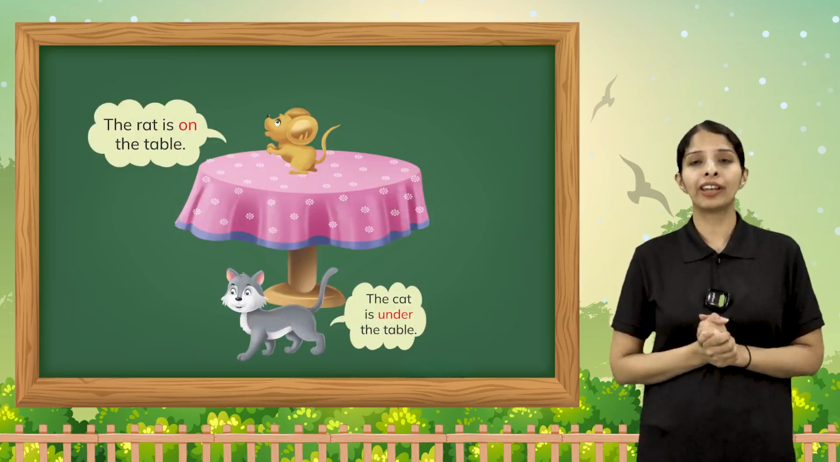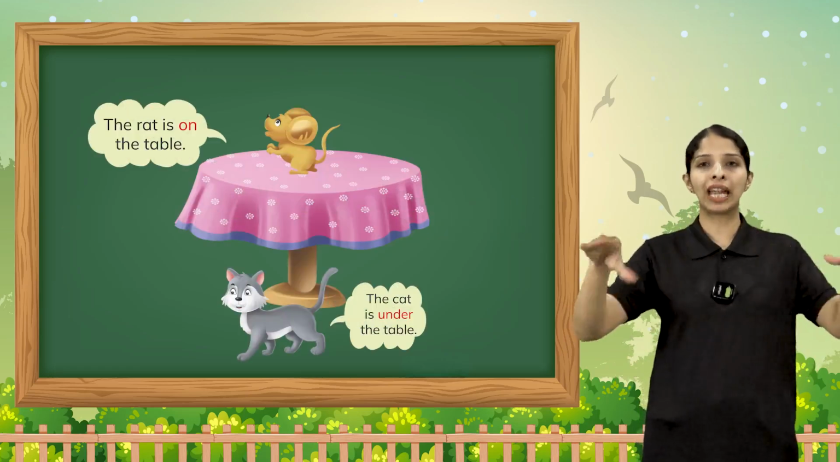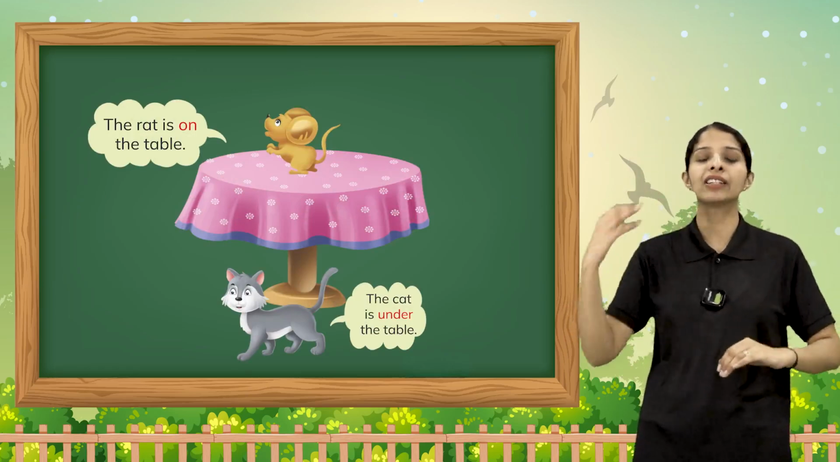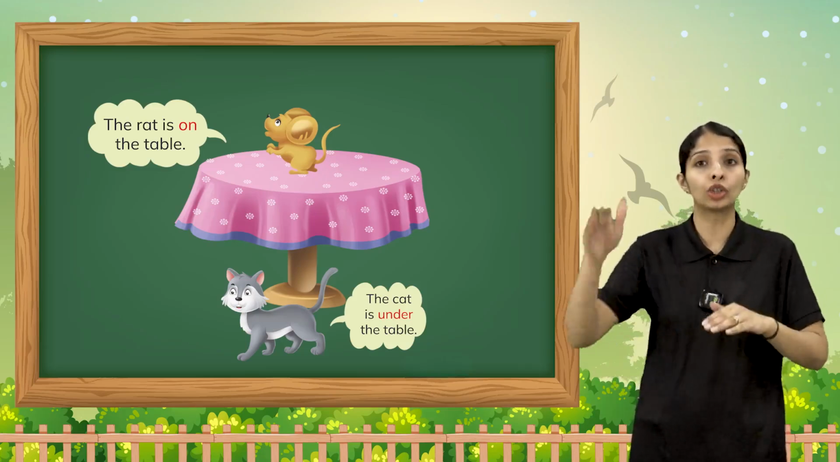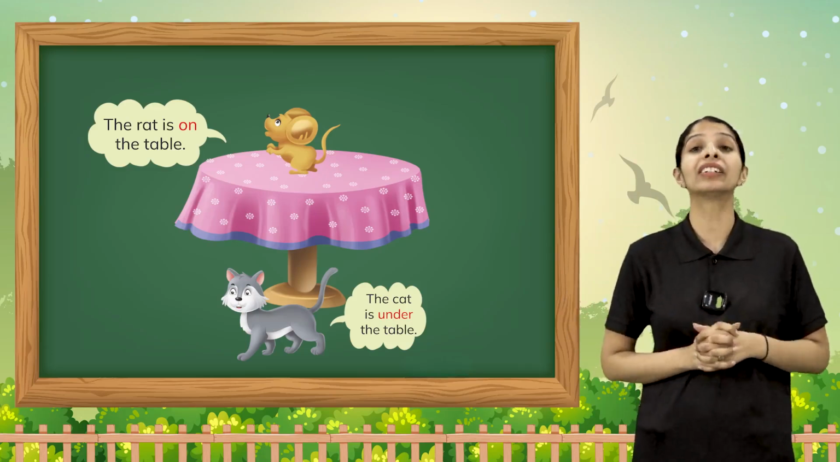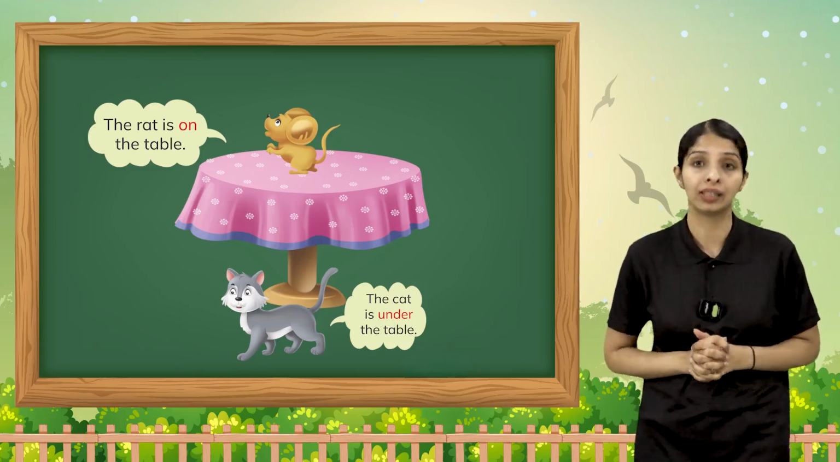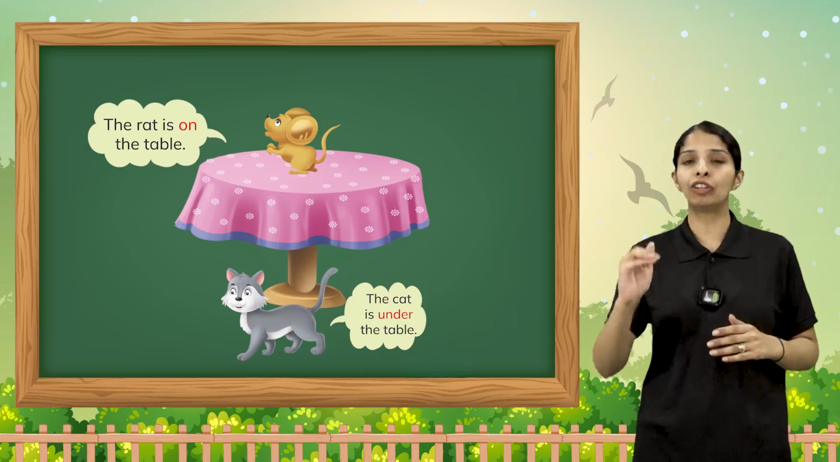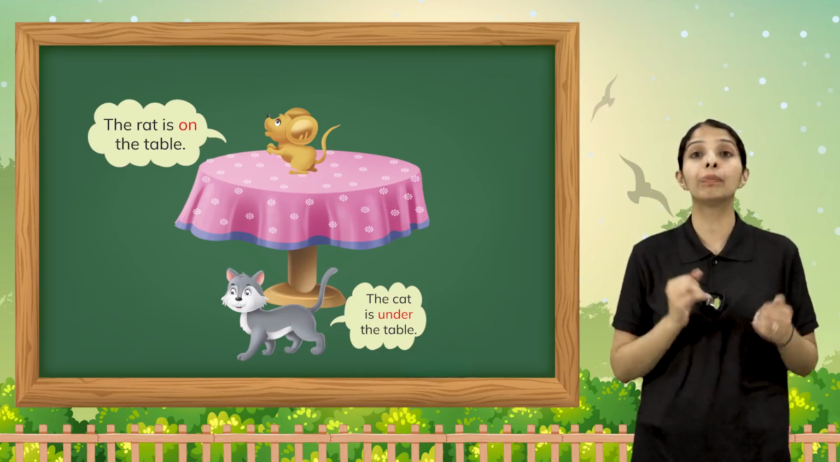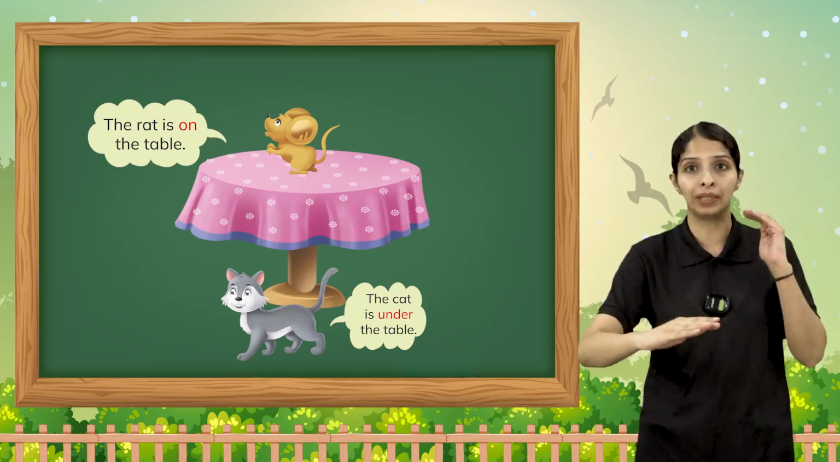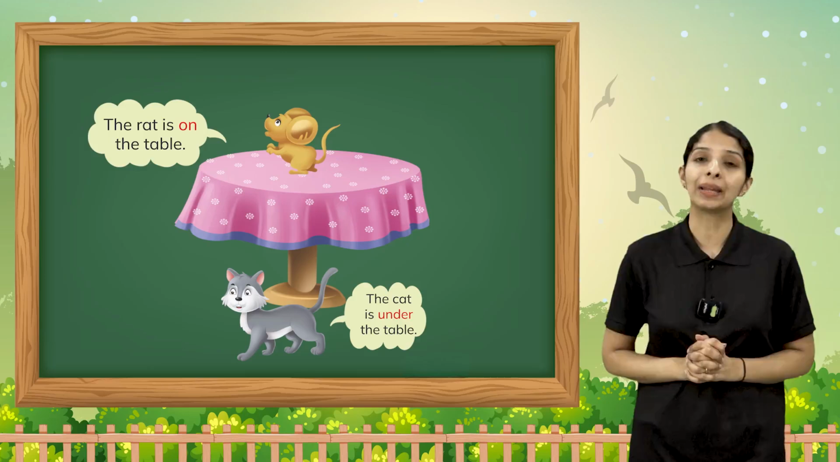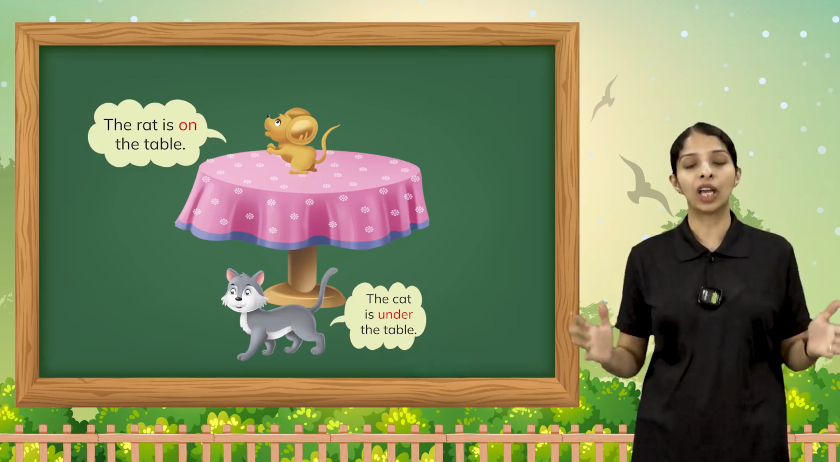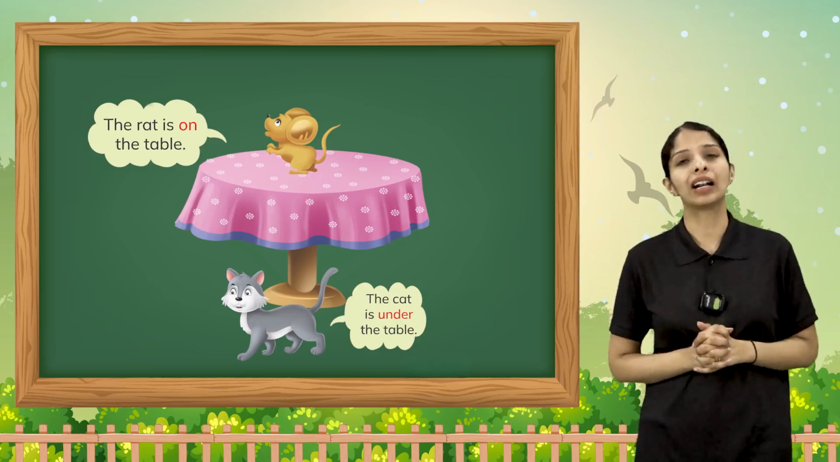Now in your book, there is one example given to you. There is a table, there is a rat, and there is a cat. So the rat is on the surface of the table, on the top of the table. So that means the rat is on the table. Whereas the cat, if we talk about the position of the cat, then the cat is below the table, right? So the cat is under the table. This is the concept of on and under.